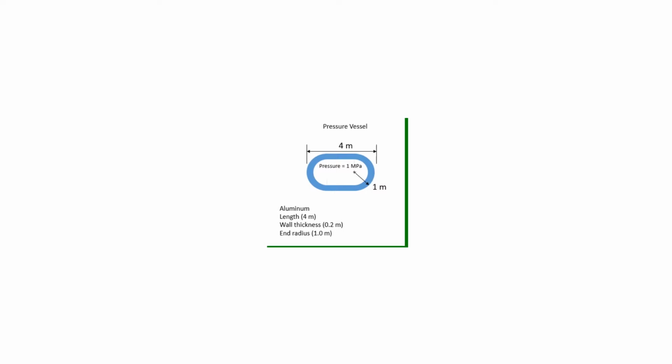In this tutorial, we are going to compute the hoop, radial, and longitudinal stresses that develop in a cylindrical pressure vessel with rounded end caps. The pressure vessel is 4 meters long, and the end caps have an outside radius of 1 meter. The wall thickness of the pressure vessel is 0.2 meters. There is an internal pressure of 1 megapascal in the tank.